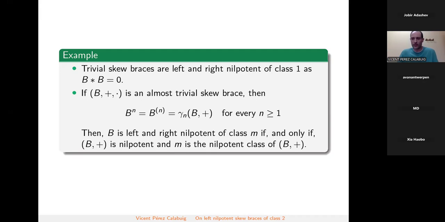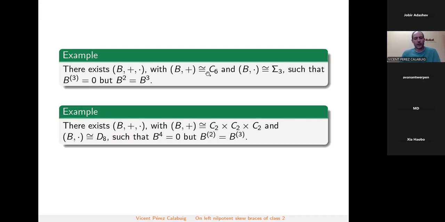But okay, if we look at these examples, does it mean that left and right nilpotency are equivalent notions? Of course not. We have an example of a skew brace of order 6, whose additive group is isomorphic to a cyclic group of order 6. The multiplicative group is a symmetric group, and it is right nilpotent, but it is not left nilpotent. On the other hand, we have an example of a skew brace of order 8, whose additive group is an elementary abelian 2-group, and the multiplicative group is a dihedral group, and it is left nilpotent, but it is not right nilpotent.